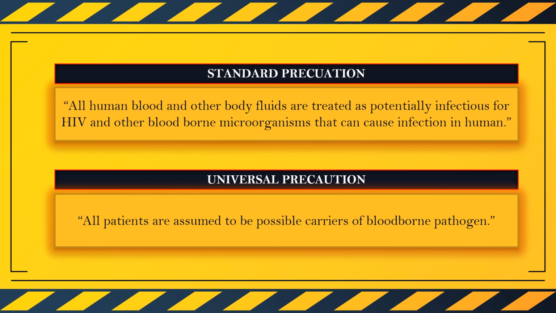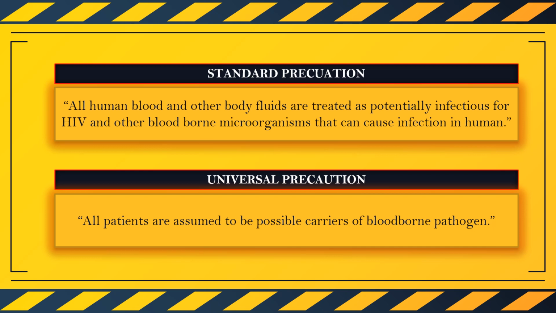Standard precaution states that all human blood and other body fluids are treated as potentially infectious for HIV and other blood-borne microorganisms that can cause infection in humans. And standard precaution, class, is actually a set of guidelines developed by the Centers for Disease Control and Prevention, or CDC, which generally aims to prevent the spread of infection from patients to healthcare workers and vice versa. So, from the statement, class, it means that the main concept of standard precaution is based on the assumption that all patients' samples are potentially infectious and require the same level of care regardless of the diagnosis or suspected infection status.